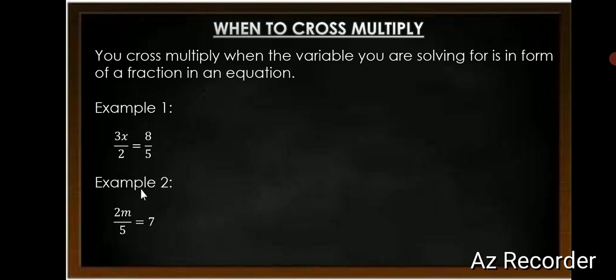Example 2. We have 2m over 5 equals to 7. Does this meet the criteria for cross multiplication? The answer is yes, in that we have a variable we are solving for, which is m in this case. And this is also a fraction because we have numerator divided by denominator. It doesn't matter if the constant you have on your right hand side is in form of a fraction or a whole number. When you have a constant in form of a whole number, you can simply make it become a fraction by writing divided by 1.